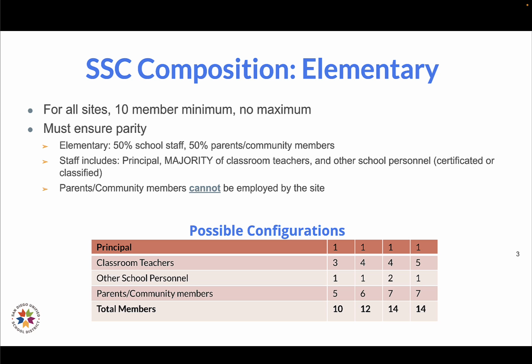As far as composition, there's a slight difference between an elementary and secondary. For elementary, we're going to have a minimum of 10 members. There is no maximum, but we do advise that 10 is a pretty nice, manageable amount. Some key elements of any SSC roster include parity, meaning there has to be the same number of school staff as there are parents and community members, slash students in secondary. I'm going to talk about that in a second. That's the one key difference between elementary and secondary. Secondary can have students, whereas elementary cannot.